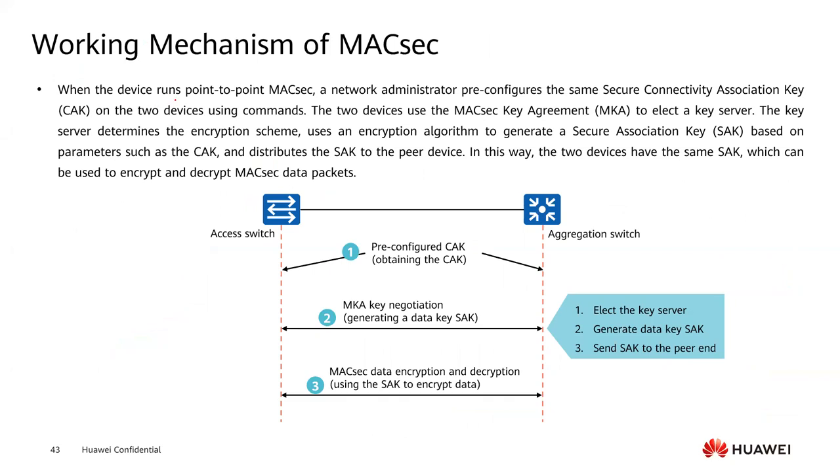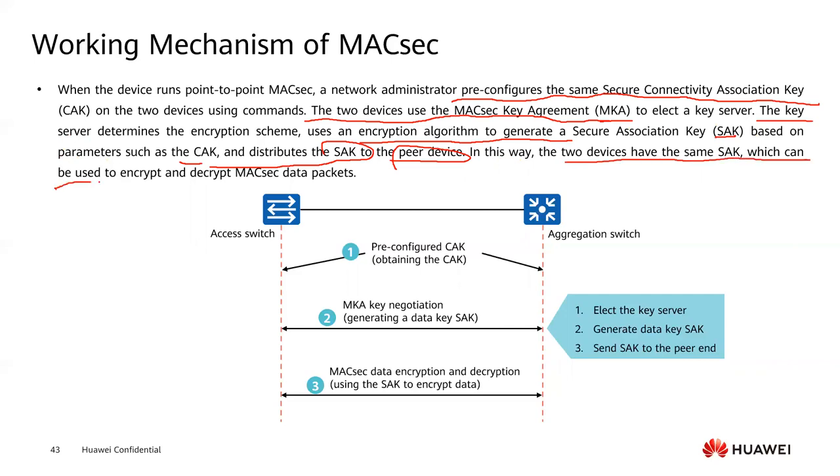When the devices run point-to-point MACsec, a network administrator pre-configures the same security key, which we call the same key, on two devices using a command. The two devices use the MACsec Key Agreement, the MKA, to elect a key server. The key server determines the encryption scheme, uses encryption algorithms to generate the SAK based on parameters, and distributes the SAK to the peer device. In this way, the two devices have the same SAK, which can be used to encrypt data.